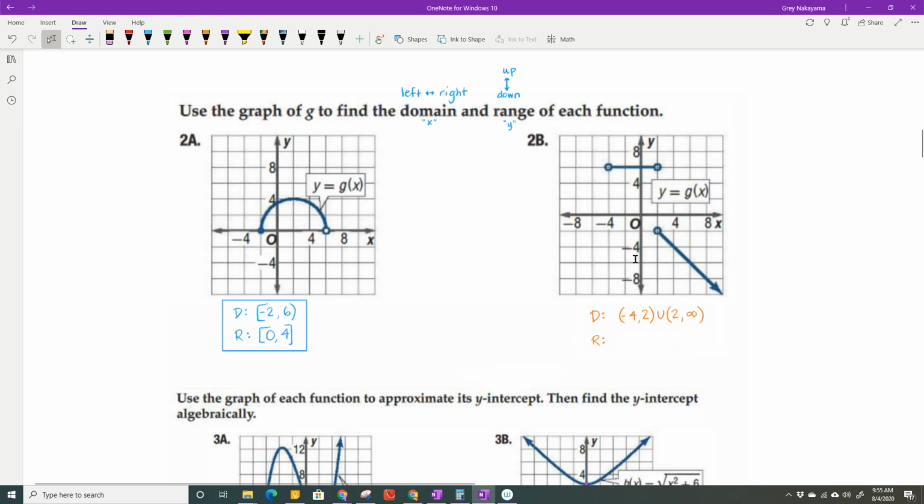I'm looking for the lowest one first. Well, I have an arrow going down, so my lowest point is -infinity. And then it goes up here to -2. Okay, but then it jumps, and there's nothing in between here until I get to here, which is at 6.